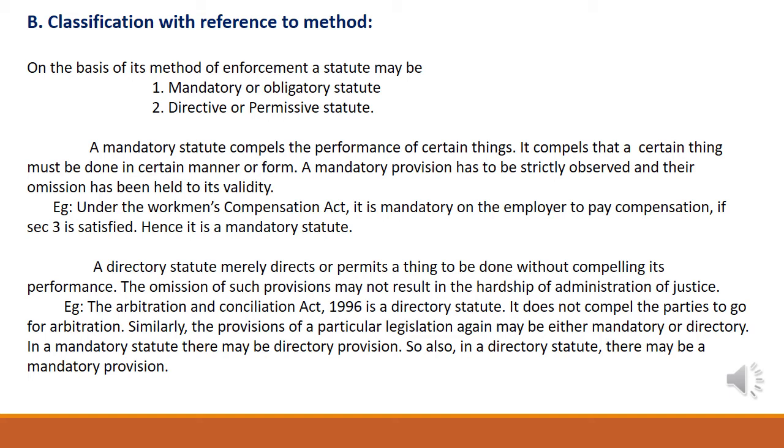While a directory statute merely directs or permits things to be done without compelling their performance. The omission of such provisions may not result in hardship to the administration of justice. So, the directory statute is not as strict as the mandatory statute. An example of a directory statute is the Arbitration and Conciliation Act 1996, which doesn't compel the parties to go for arbitration. Similarly, the provisions of a particular legislation may be either mandatory or directory. In a mandatory statute, there may be a directory provision, and in a directory statute, there may be a mandatory provision. So, this is the classification based on the method.